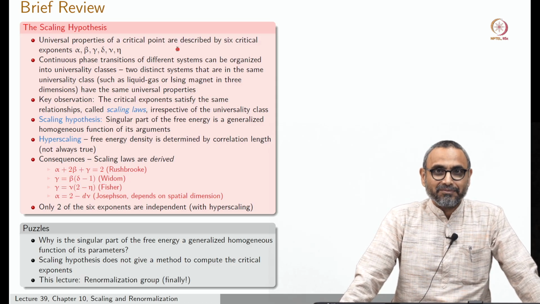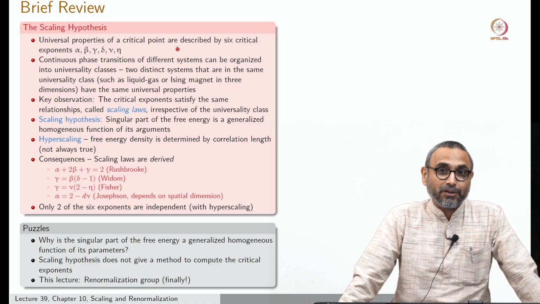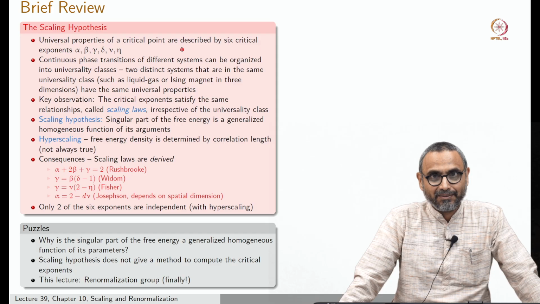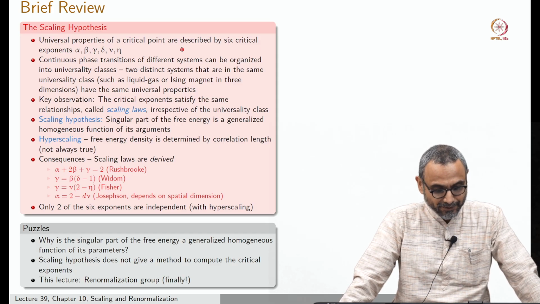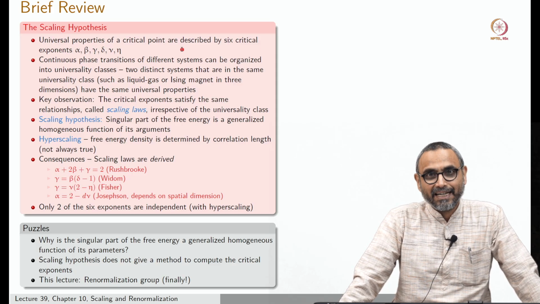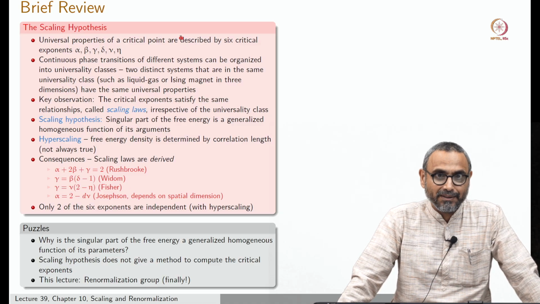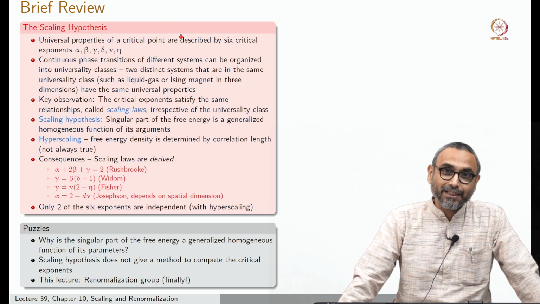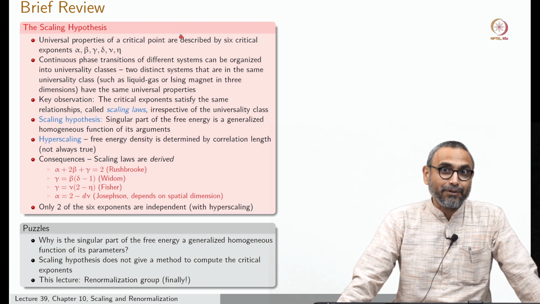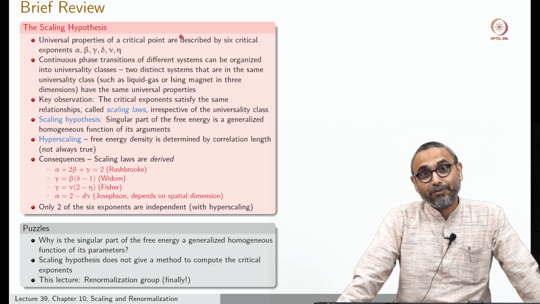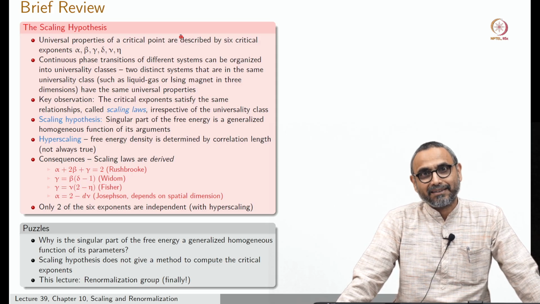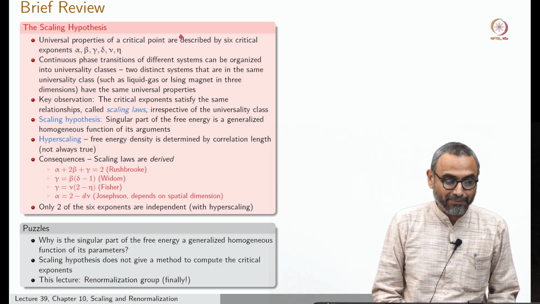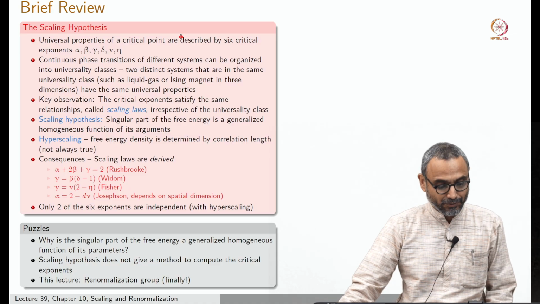So in this lecture, we will see one of the most important concepts ever developed in physics, and this is the idea of the renormalization group. How do we understand the fact that there is universality? How do we understand the fact that there are scaling laws? How do we understand the fact that different systems show the same critical behavior, that is universality?